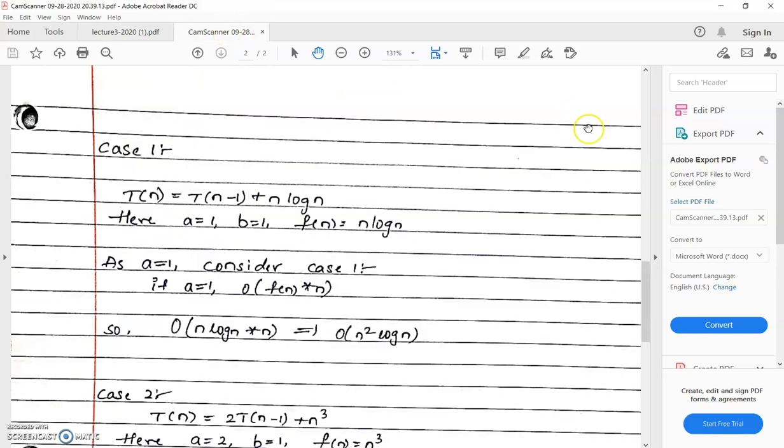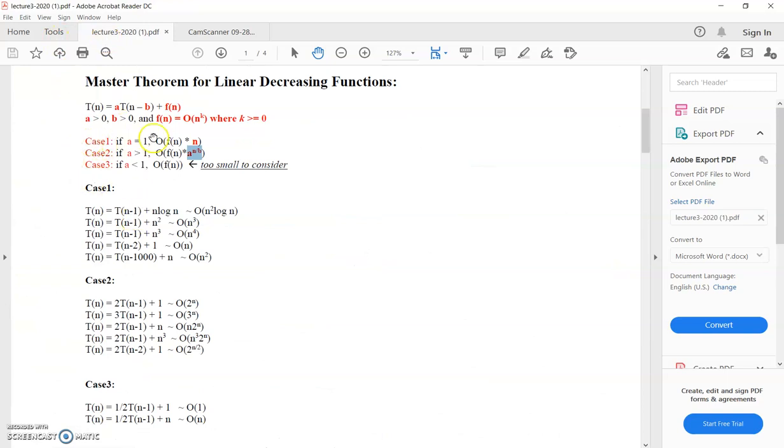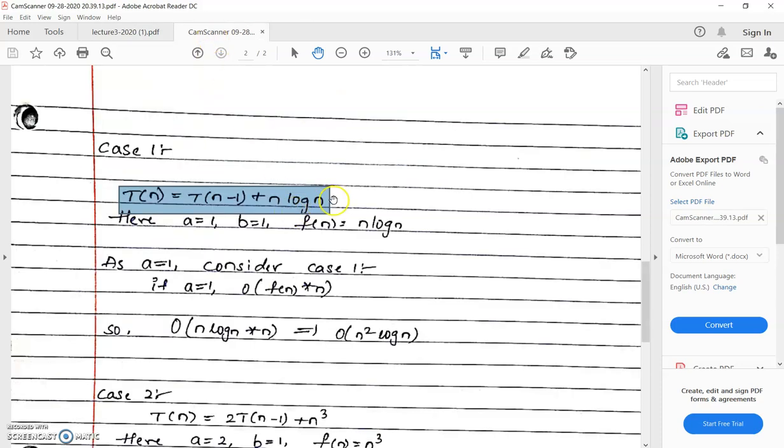Let's see a few simple examples. In this equation, T(n) = T(n-1) + n log n, we can see that a is 1, b is 1, and f(n) is n log n. As a is equal to 1, it's going to be case 1. The time is going to be big O of f(n) times n. So f(n) is n log n times n, so it's going to be n squared log n.